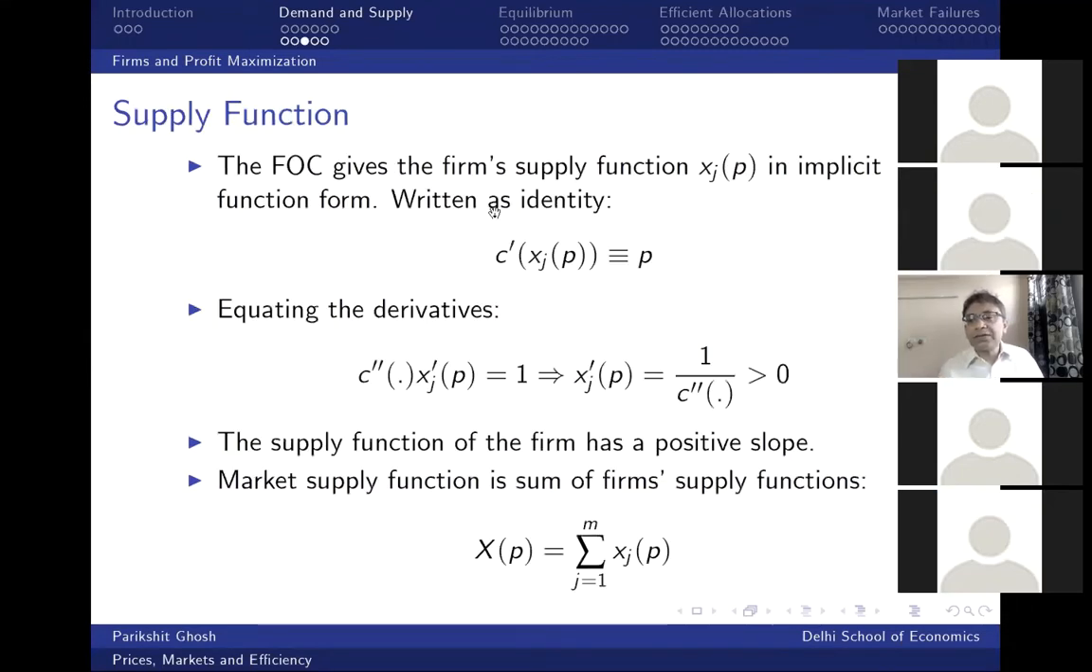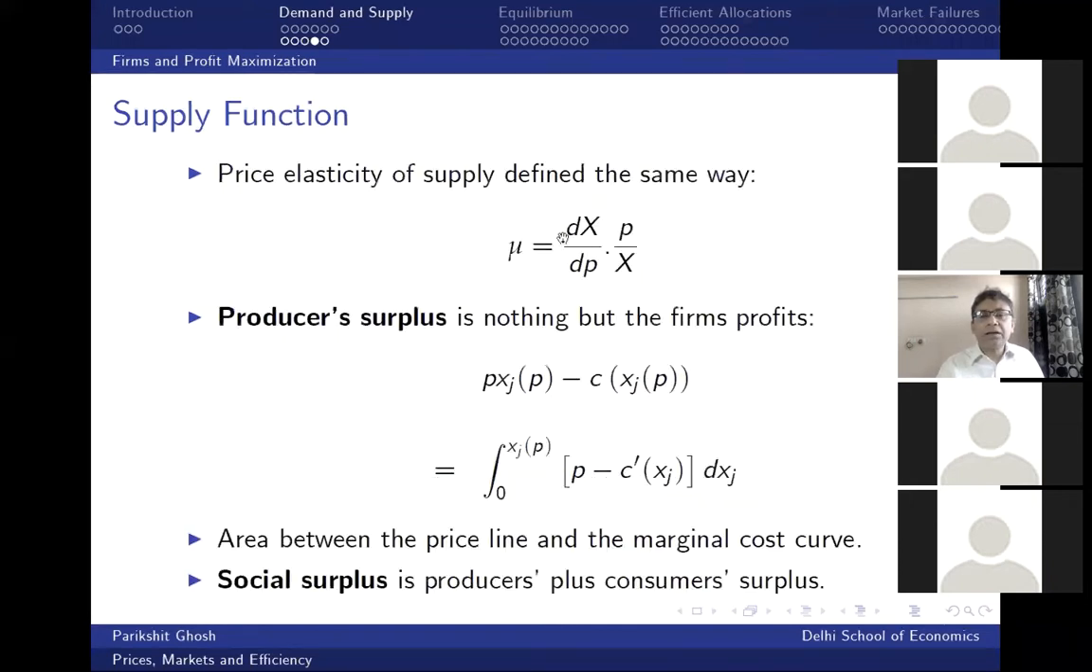Let's come to the issue of, just as with the demand curve, the supply curve of a firm: can we say something about its slope? And the answer is yes. We can easily prove under these kinds of assumptions, especially the increasing marginal cost assumption, that the supply curve of the firm will be positively sloped. Okay, so let's quickly prove that.